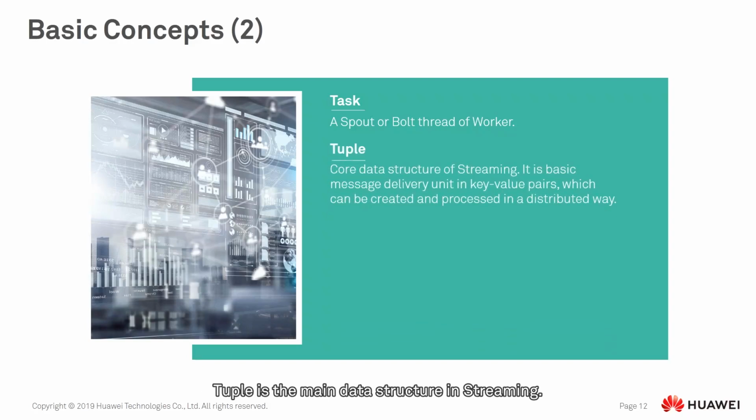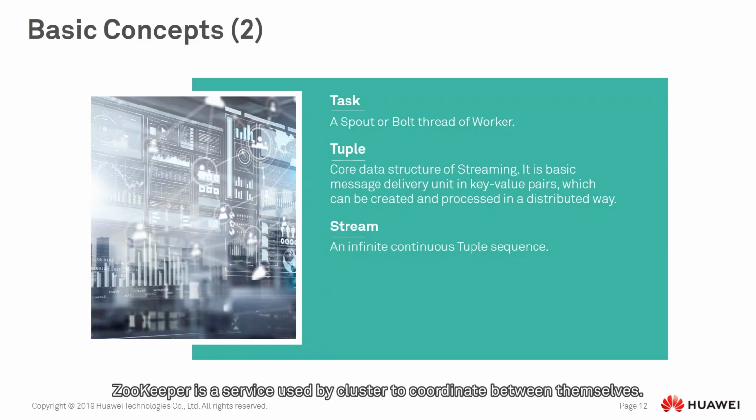Tuple is the main data structure in streaming. It's a list of ordered elements. By default, a tuple supports all data types. Generally, it's modeled as a set of comma-separated values and passed to a streaming cluster. Stream is an unordered sequence of tuples.